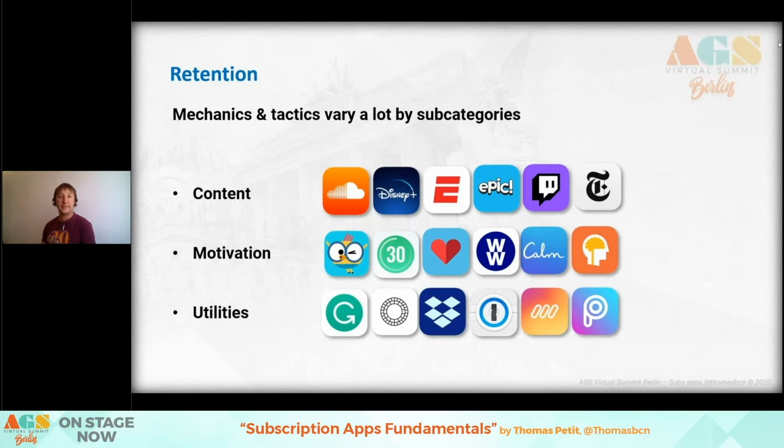Let's say you've got a recipe app. You can have 2,000 recipes instead of 500. It's not necessarily going to improve retention significantly. It's more about how you onboard people and how you keep re-engaging them. And they're very different mechanics from content.